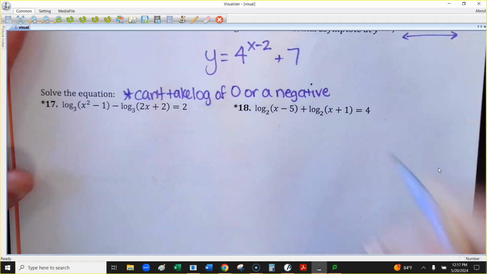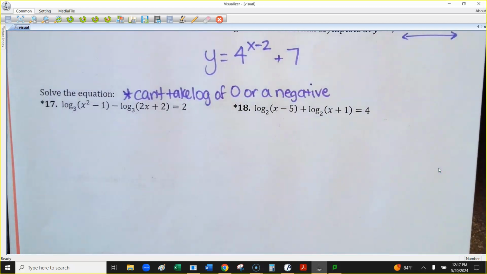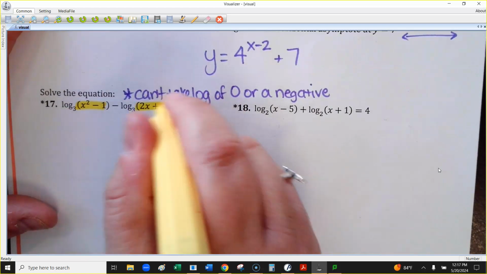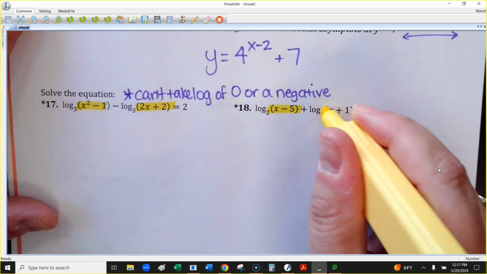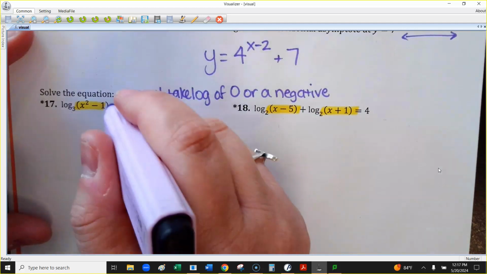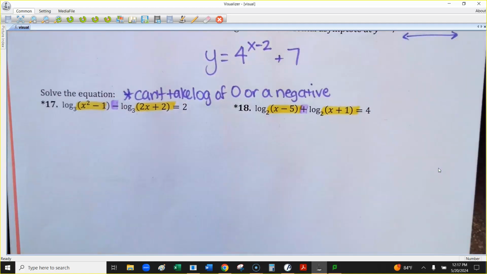So when we solve these equations, if we plug them back into the original problem, if it causes any of these sets of little parentheses here to be 0 or a negative number, it is possible to have an extraneous solution on these questions. Both of these problems actually have an answer that does not work. They're 2 different problems though, because I've got one with a minus and one with a plus. So these are 2 different properties.